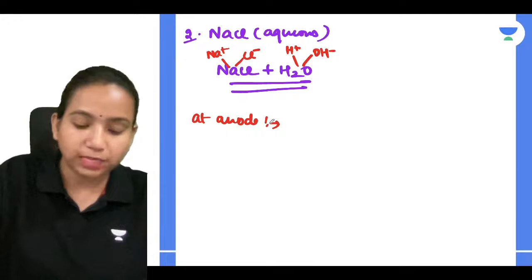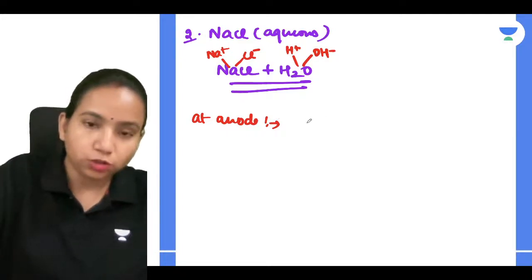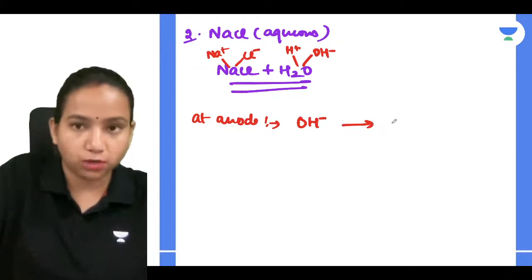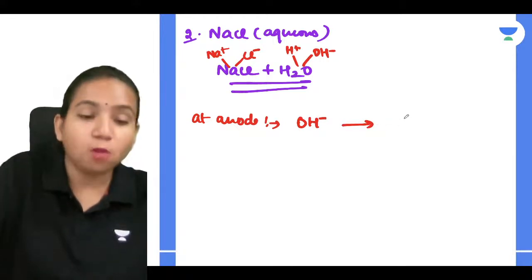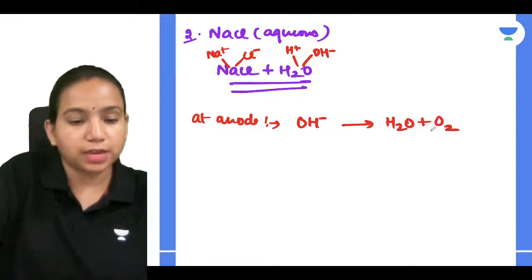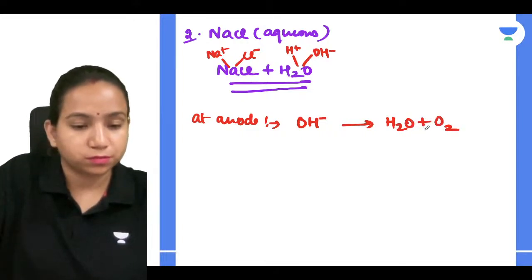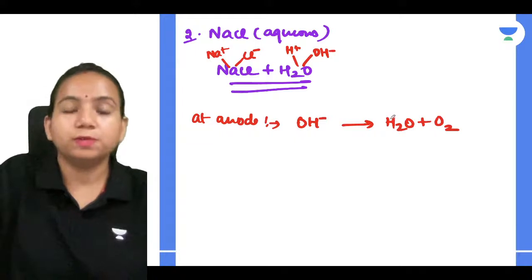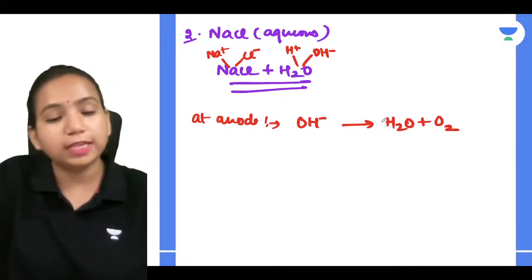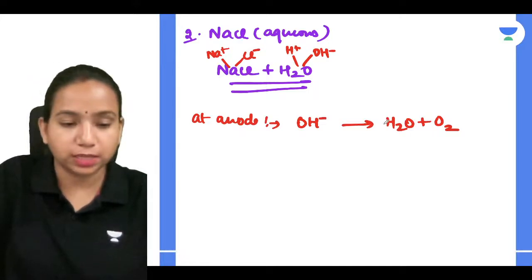Your OH minus ions lose the electron, right? And they form water plus oxygen gas. Very good. So you will be getting oxygen at anode here. That used to be there in the chlor-alkali process, correct, right?